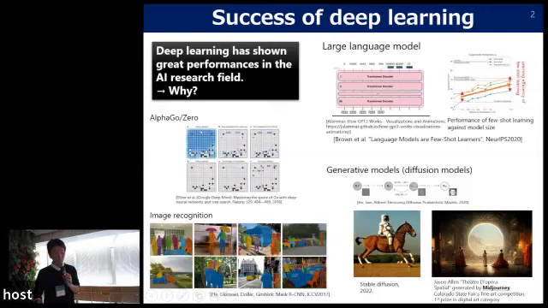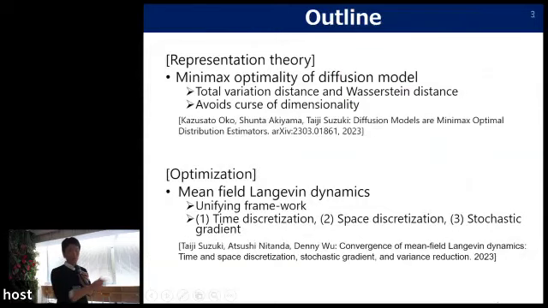We are tackling that problem from many aspects. Today, I want to talk about these two topics: one is representation theory and the other one is optimization. In the first half, I will talk about the minimax optimality of diffusion models. And in the latter half, I will talk about the mean field Langevin dynamics. Okay, so let's move on to the first part.